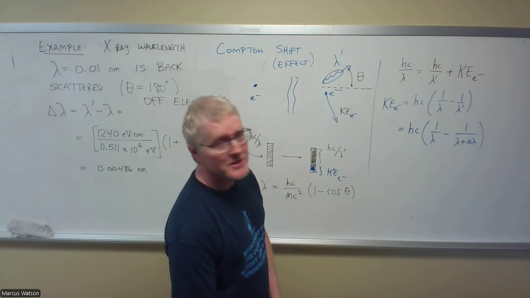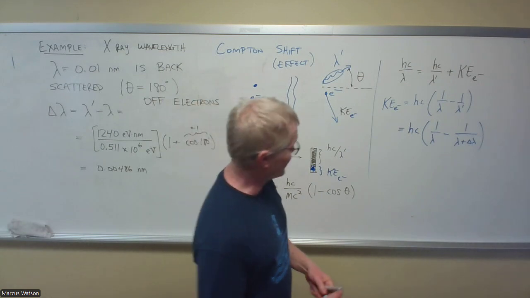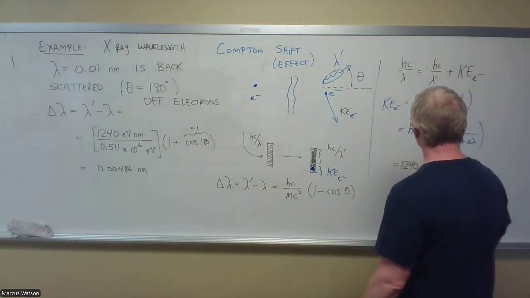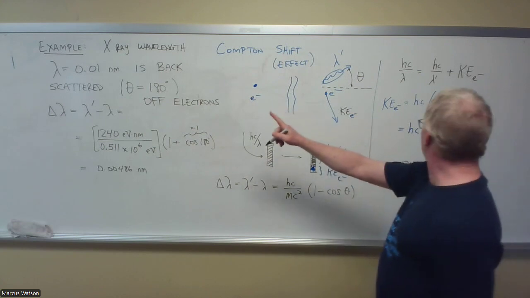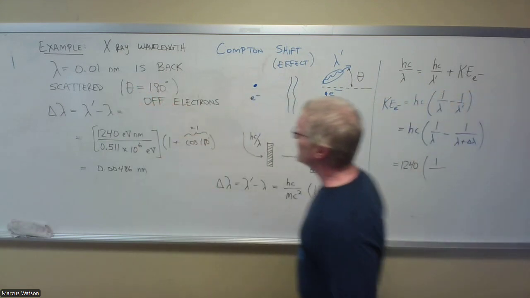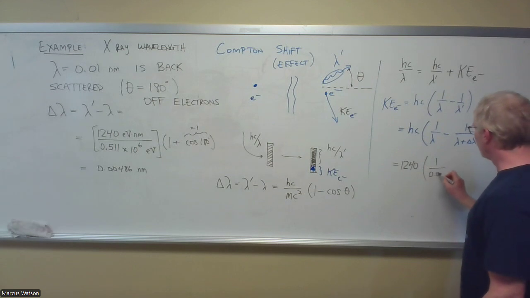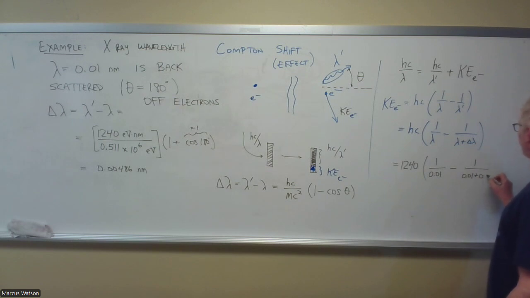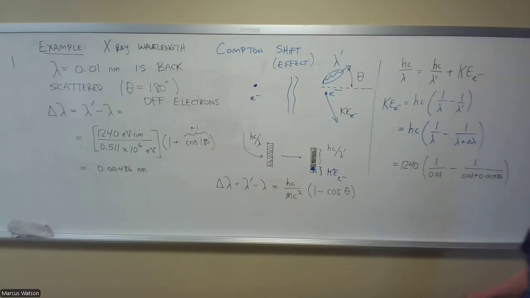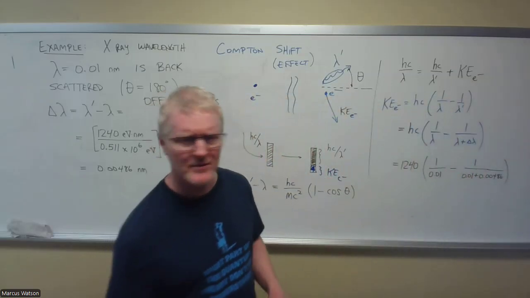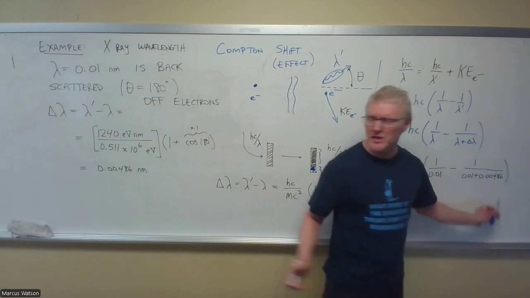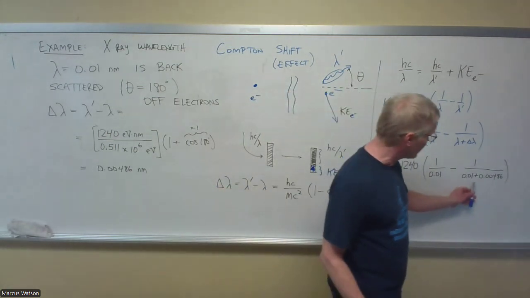I think what we'll do at this point is just go ahead and plug the numbers in, because that's seemingly what needs to happen. So we'll go with 1240 eV·nm here. I know what the initial wavelength is. It's a 100th of a nanometer. I'm going to subtract off that same number plus, hopefully I didn't run off the board here, oh no I didn't, good. So it'll be the original wavelength plus my shift, which we just calculated over here, okay?